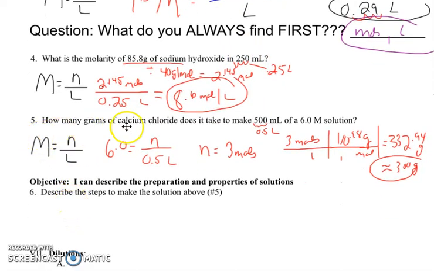Number 5, let's see. So you need to get 500 mils to liters, divide by 1,000. We're told 6 molar. I am isolating and solving for n, my number of moles. N is 3 when you do your algebra, so I have 3 moles. That does not answer my question yet, though, because they want to know grams. So if I know moles, I need to multiply by the molar mass of calcium chloride. Your formula is CaCl2. Your formula was NaOH. And that would give you 332.94 grams, which would be just about 300 grams.